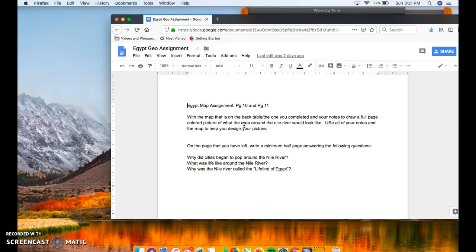Once you are done with the colored picture on page 10, you then go to page number 11. On the page that you have left, which is the page to the right, page number 11, I want you to write a minimum, at least, minimum means at least, a half a page answering the 3 questions below. And you can't pick and choose which questions you have to write. You have to write about all 3.